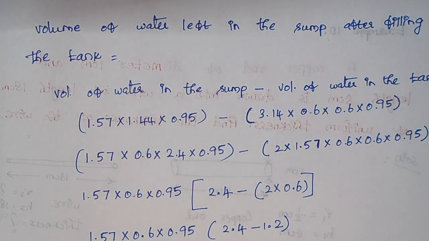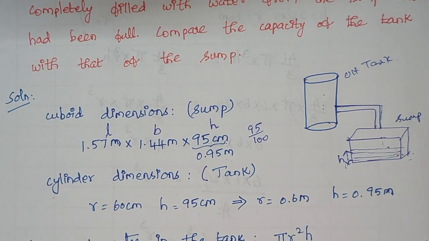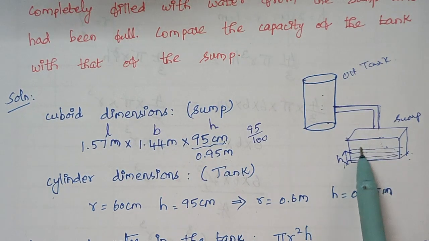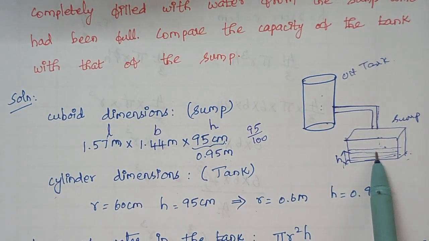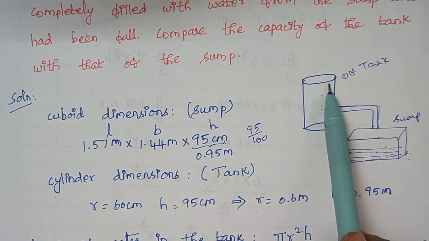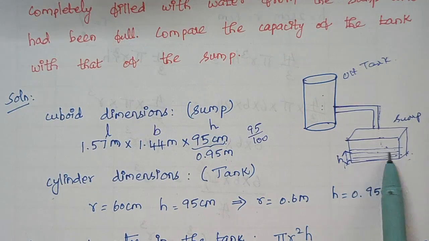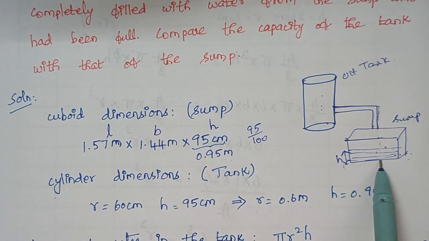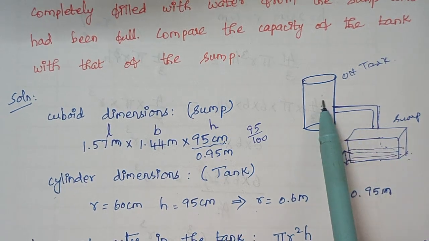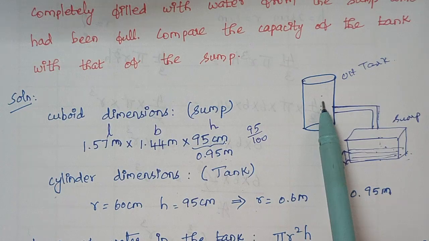Now to find the volume of water left in the sump, that is the volume of water left in the cuboid. Again, when you look back at the diagram, we are pumping water from this cuboid to this tank. Here the cuboid capacity is more, because even after filling this tank with water completely, this sump has some water in it. Therefore, this sump has the higher capacity and this tank has a considerably lesser capacity.